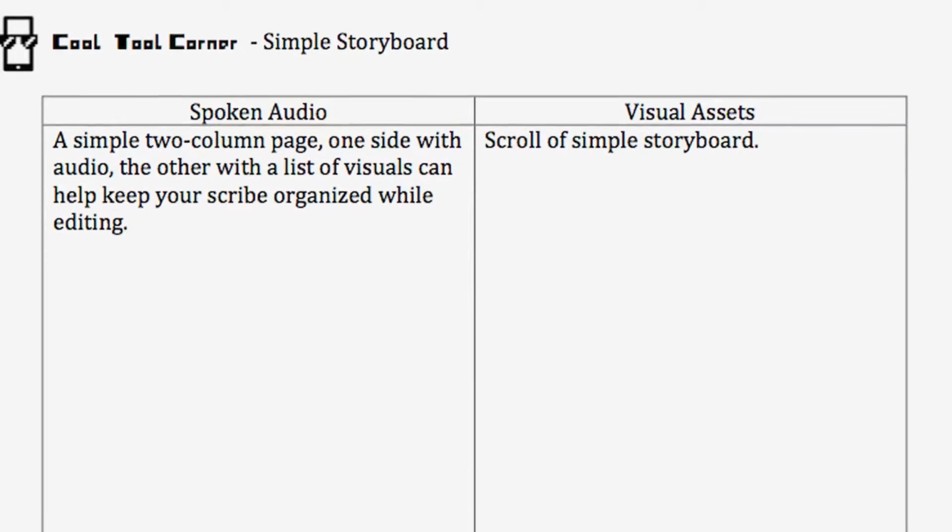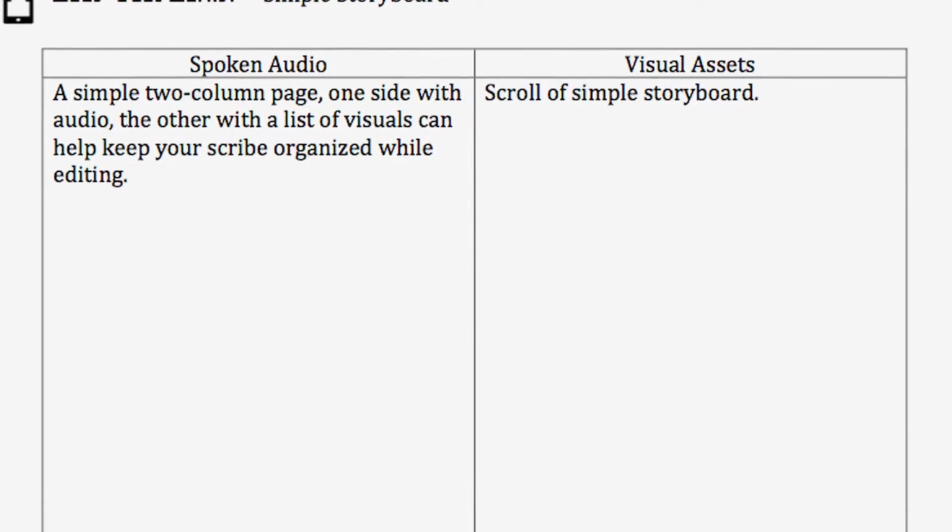It's time to determine what visual assets you want to use in combination with your recorded audio. Think about if you want just text, images, or a combination of both in conjunction with your audio. A simple 2-column page with your script on one side and a description of the visual assets on the other will help you begin to form a mental image of what the final product will look like.